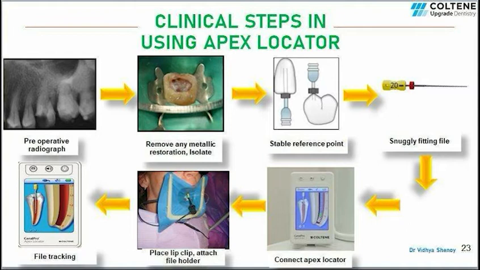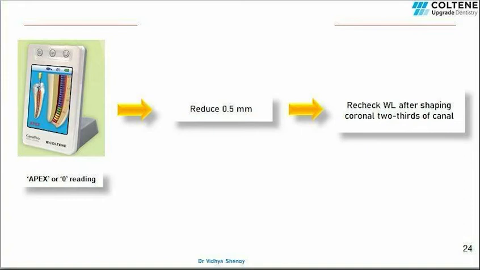On the display of the apex locator device, you will see readings like 0, 0.5, 1, 1.5, 2. These are not indicators of the distance or the measurement of the file from the apex of the root. These are just readings of the apex locator which will give you an idea of the position of the file. Once the file is placed in the canal, advance it till you get the apex or 0 reading.